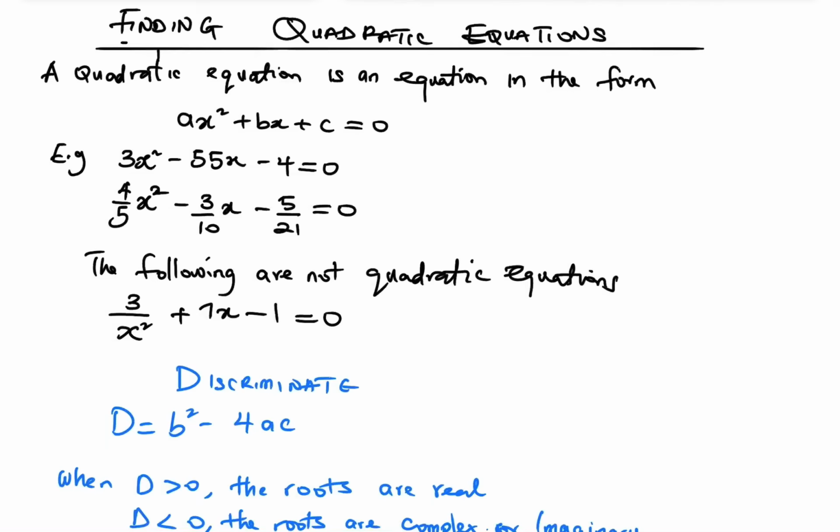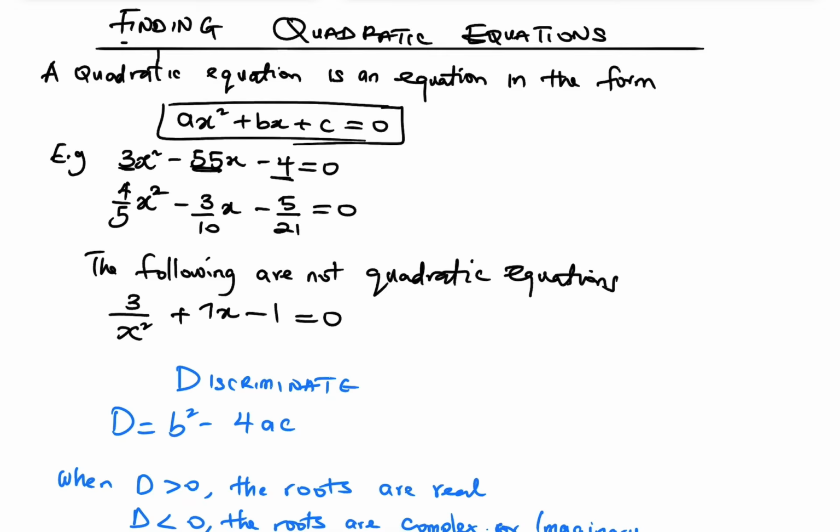Quadratic equations, their roots, using the sum and product of roots, and solving questions that relate to them. Now, what is a quadratic equation? It is an equation in the form of ax squared plus bx plus c equals 0. So that means in this case, this is our a, this is our b, and this is our c. So these are examples of quadratic equations.